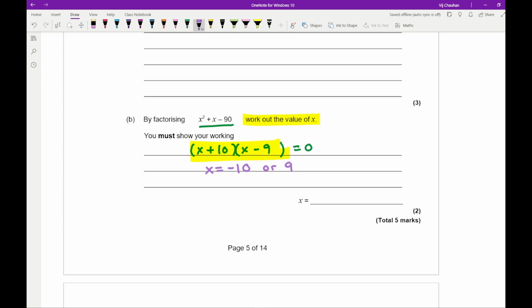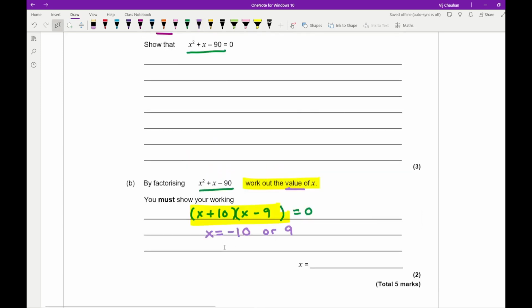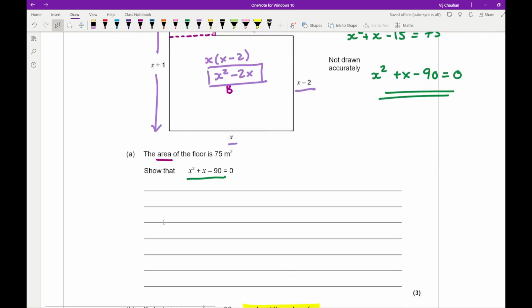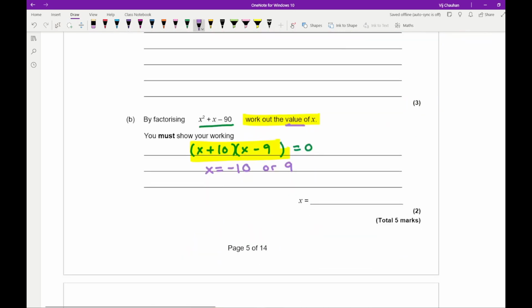Now for this, it does say to work out the value of x. Remember that x is incorporated in length and we can't have negative length. So here, x can't equal minus 10, as it would give negative length. So therefore, x must equal 9. And there we go.